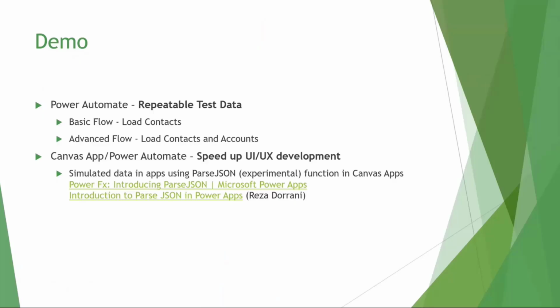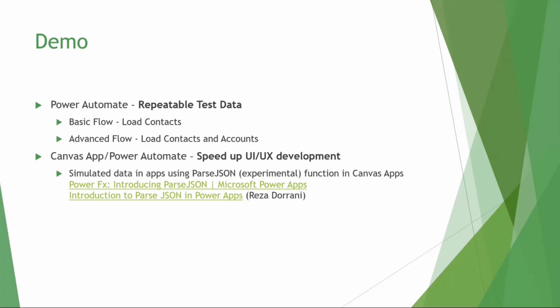Going over demos, I wanted to split this into two different parts. First, repeatable test data. You set up a new environment and you need to get your test data up and running, or maybe you're creating a new feature for a customer, and again, you don't have any data to go off right away. So I'll use Power Automate to create repeatable processes for getting that data in and loading that content. I'm just going to show a basic flow of loading contacts into a simple model-driven application. Well, it's actually an advanced flow.